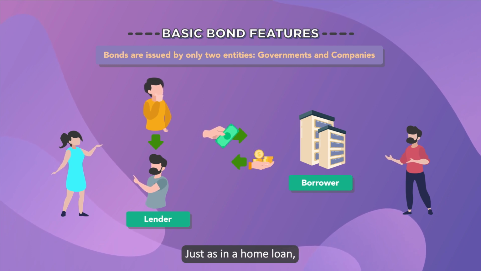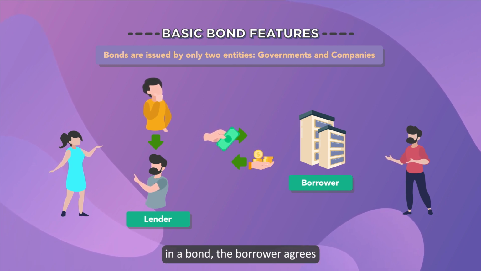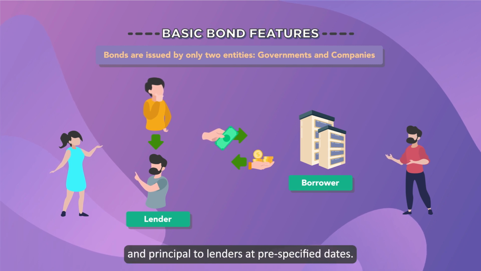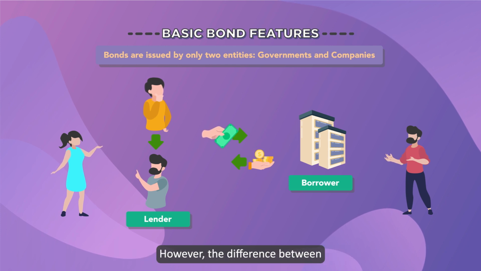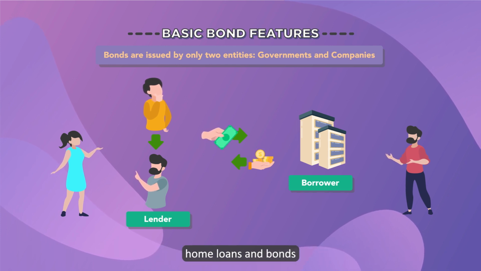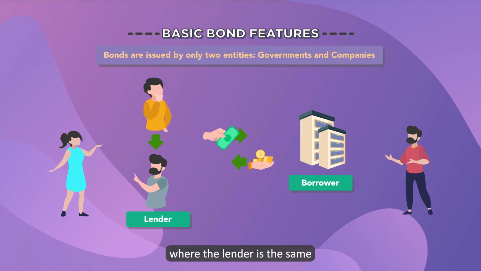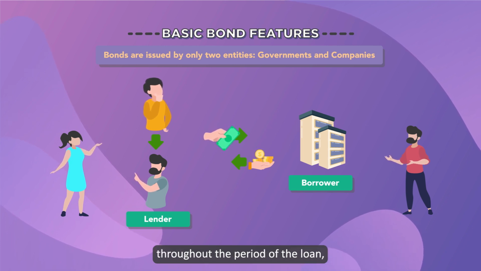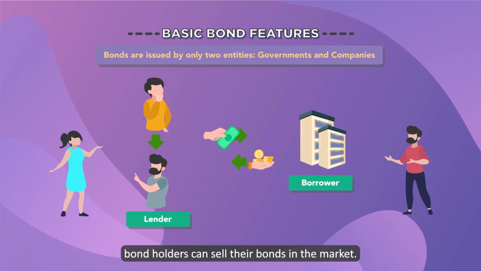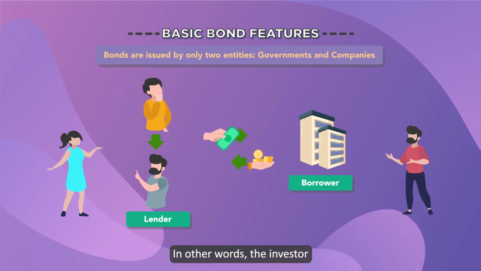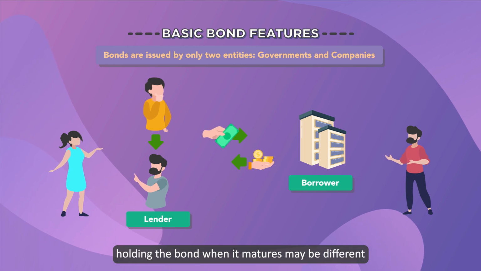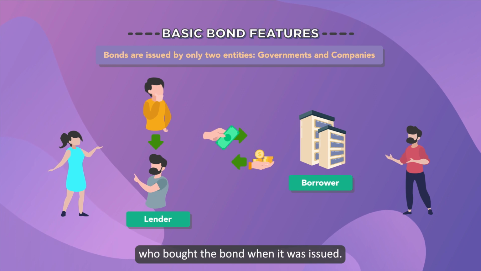Just as in a home loan, in a bond, the borrower agrees to make payments of interest and principal to lenders at pre-specified dates. However, the difference between home loans and bonds is that, unlike the home loan, where the lender is the same throughout the period of the loan, bondholders can sell their bonds in the market. In other words, the investor holding the bond when it matures may be different from the original investor who bought the bond when it was issued.